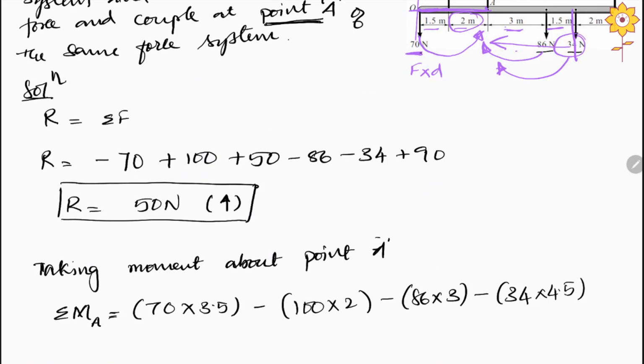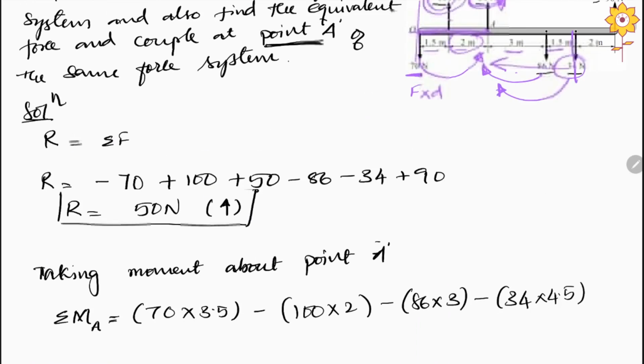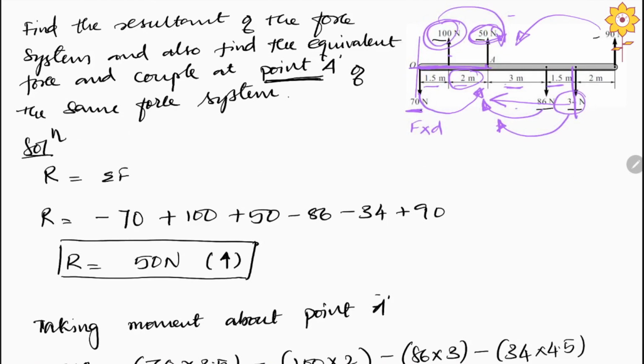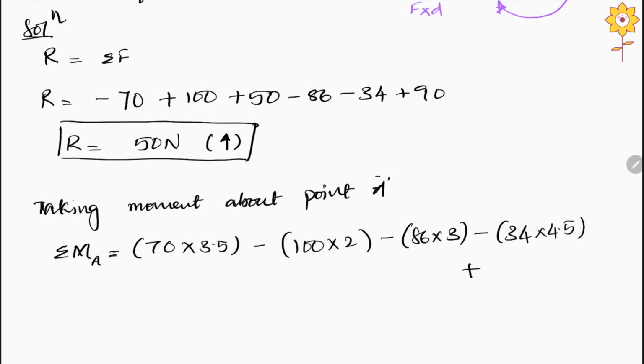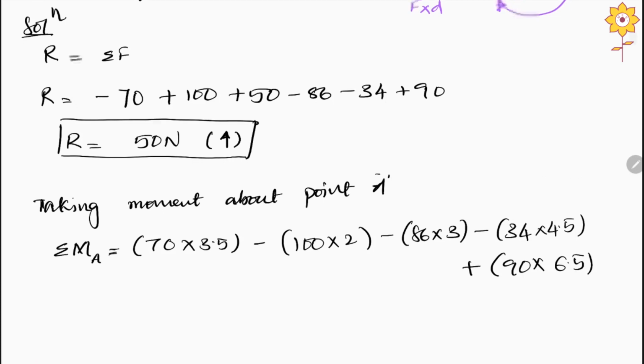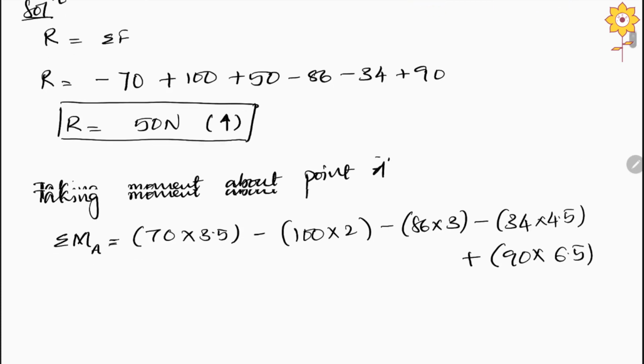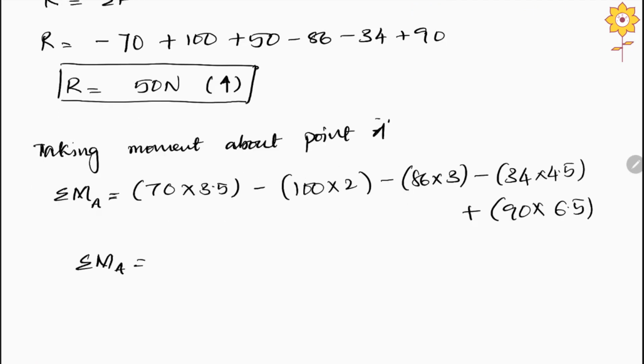And the last force, that is 90 Newton. About the point A, it is acting in the anti-clockwise direction. The distance is 3 plus 2 plus 1.5, that is 6.5. So we can take it as positive, 90 into 6.5. So this is our equation. If you put it in the calculator, we get summation of moment about point A equal to 219 Newton meter. Again it is positive, so it will be anti-clockwise.